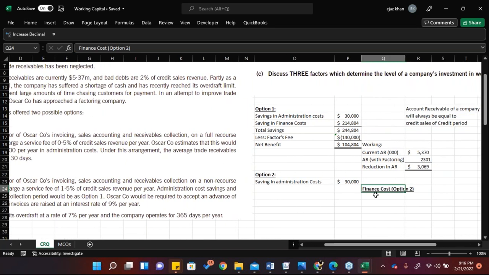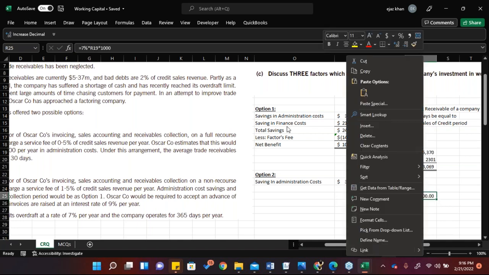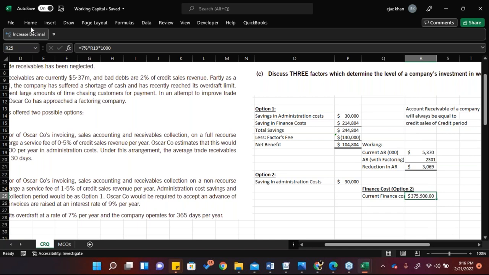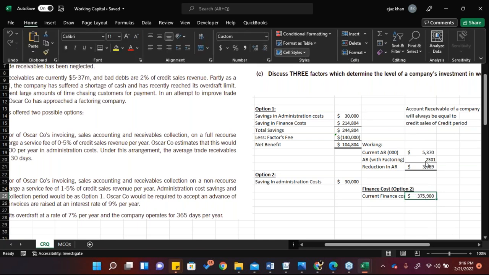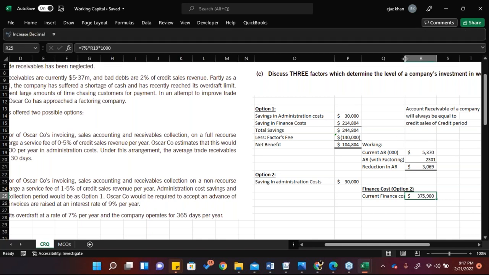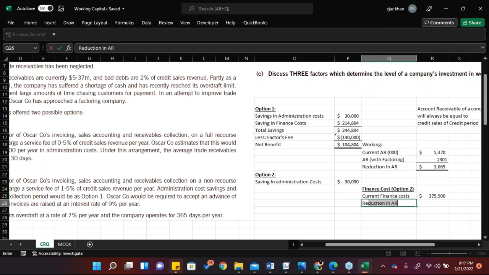Okay, we all know that the current finance cost will be 7% of current account receivable, which is 5370. And let us multiply it by 1,000 as well. It's not that big a figure. So that's our current finance cost. If we don't go for any factoring option, the finance cost for the company will be 375,900. So revised finance cost.